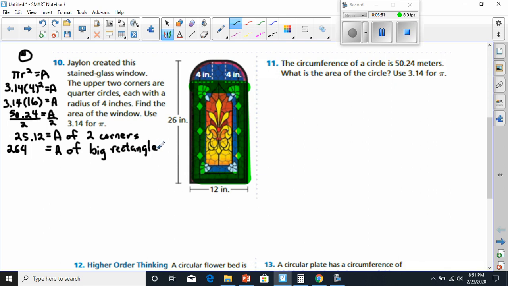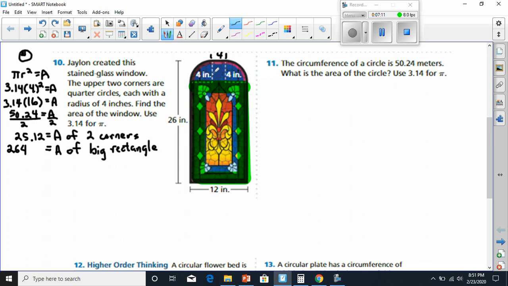Now we got the little rectangle to go. Now I know this whole thing is 12. So if I take 12 and minus, well, 4 plus 4 is 8, so if I take 12 and minus 8, that leaves me 4. So that means this is 4 right here. Even though it doesn't quite look as big as these sides over here, this must be 4.